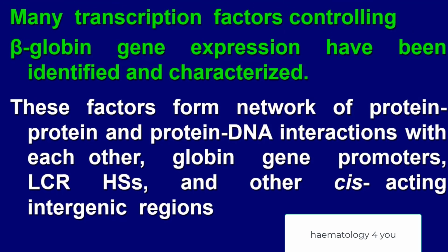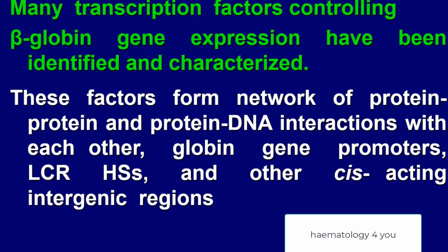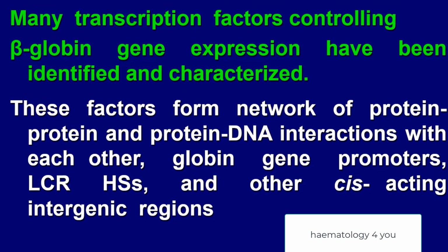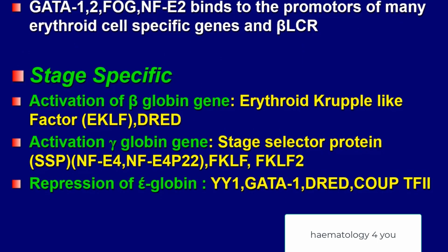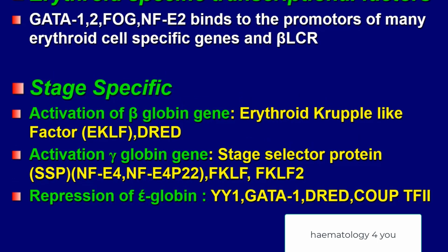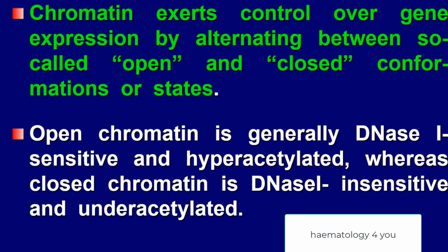Transcription factors. Many transcription factors controlling beta globin gene expression have been identified and characterized. These factors form a network of protein and protein-DNA interactions with each other: globin gene promoter, LCR, HSS, and the other cis-acting intergenic regions. Transcription factors include erythroid specific transcription factors, stage specific activation of beta globin gene, and activation of gamma globin gene, repression of epsilon.